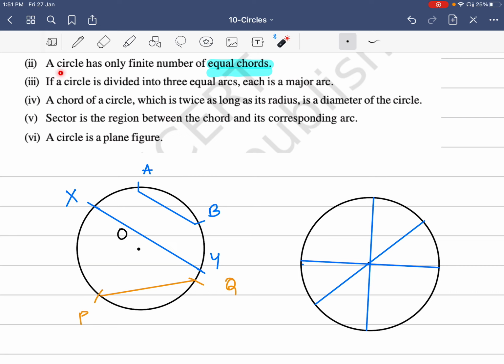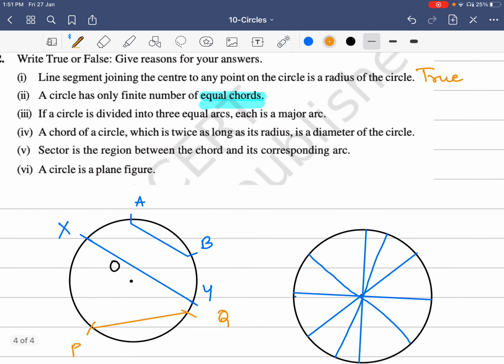Now the statement reads, a circle has only a finite number of equal chords. Is that true? Does this circle have a finite number of diameters? Absolutely not. Any circle always has an infinite number of diameters. You can draw an infinite number of diameters passing through the center of the circle. So the statement that a circle has only a finite number of equal chords will be false. So let's mark it false. Statement number 2 is false.